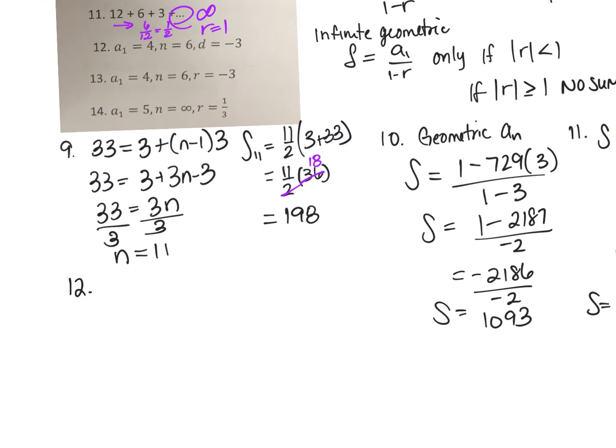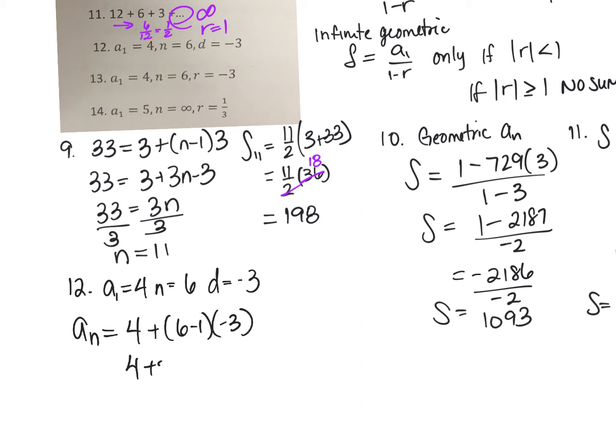Number 12. I have a1 equals 4, n equals 6, and d equals -3. Which type of formula has d in it? Not the geometric, it's arithmetic. So I have a1, I have n, but I don't have an. So I'm going to need to find an by using my an formula that has d in it, the arithmetic formula. So an equals 4 plus 6 minus 1 times -3. That's 4 plus 5 times -3. 4 minus 15 is -11.